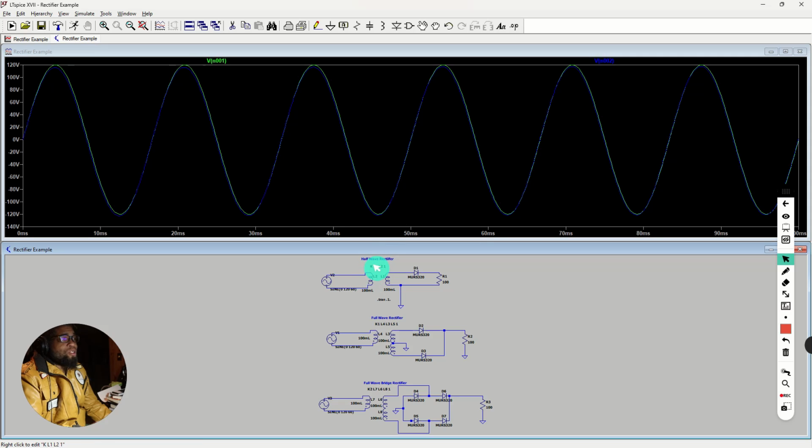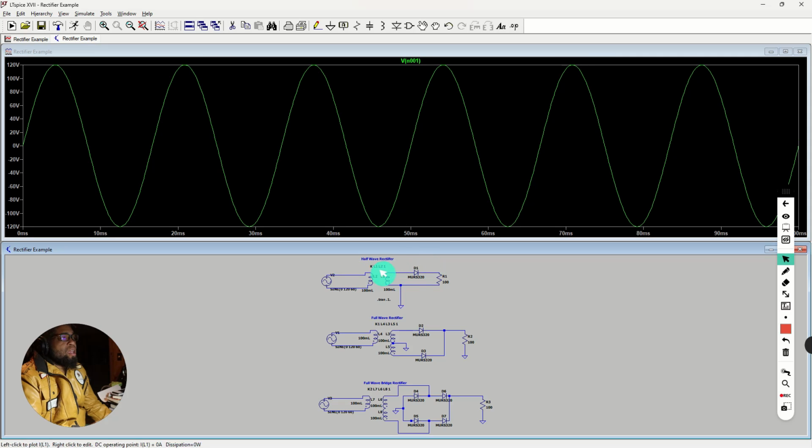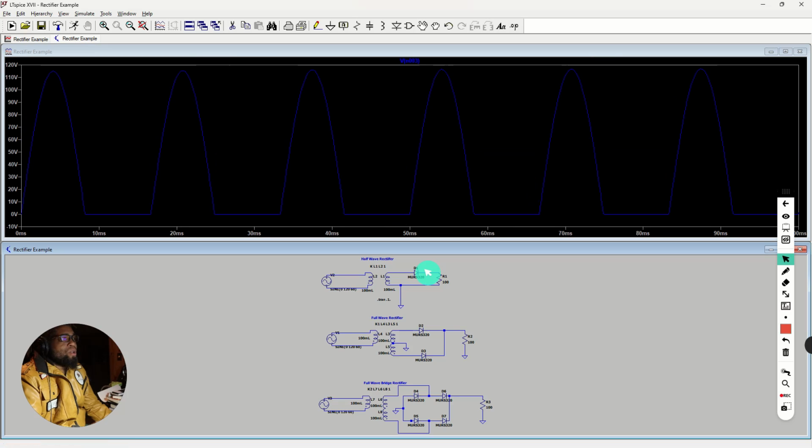So you could look at this first circuit with the half-wave transformer as an isolation transformer, okay? But what happens here, if I click that and go on the output on the opposite side of the diode, okay?